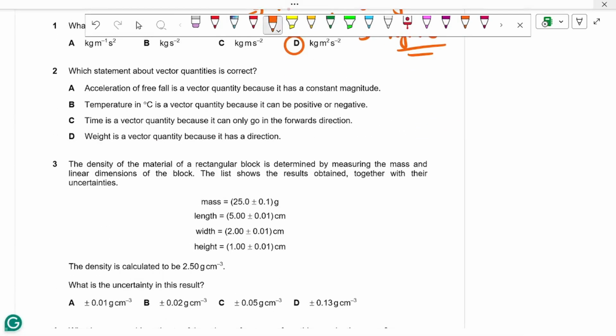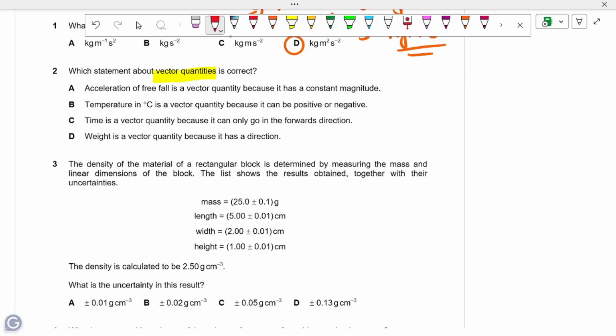Okay. Which statement about vector quantities is correct? If I look at my answers, acceleration is a vector because it has a constant magnitude. Well, it's not only a vector because of magnitude, but also because of direction, right? Temperature is a vector because it can be positive or negative. Well, we don't really talk of direction for temperature. And time is not a vector, it's actually a scalar.